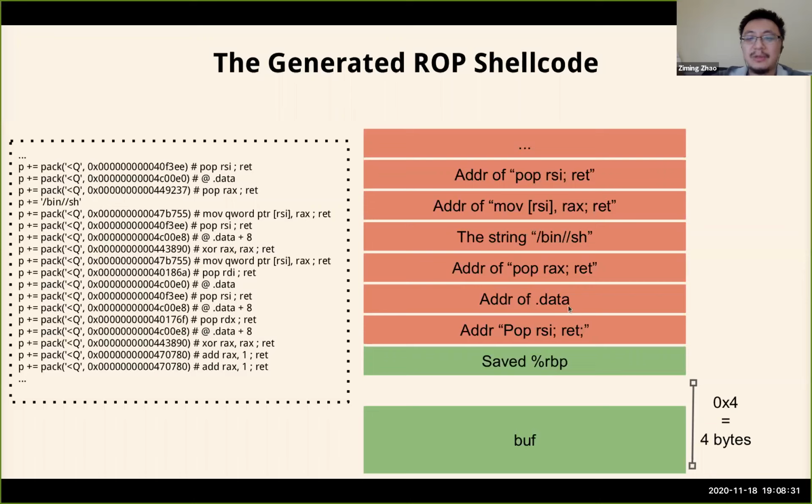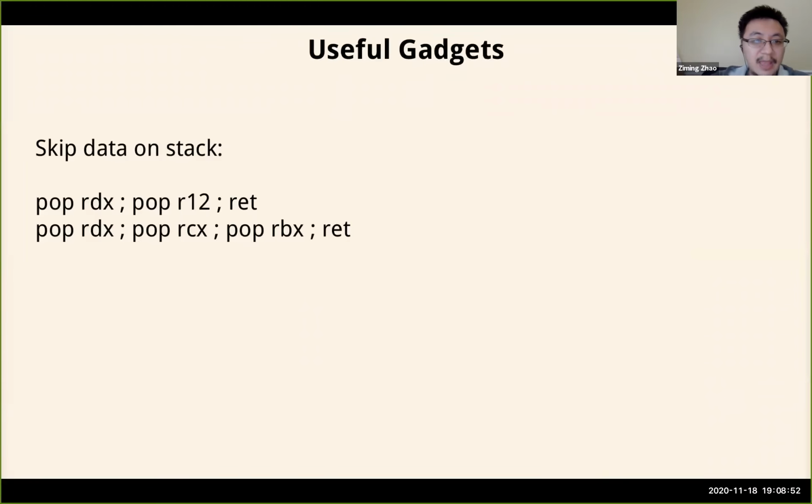We still know the address beforehand in this case. So later we're going to manually craft a complicated ROP shellcode, which we try to read some secret. Before that, let me go through some useful gadgets.